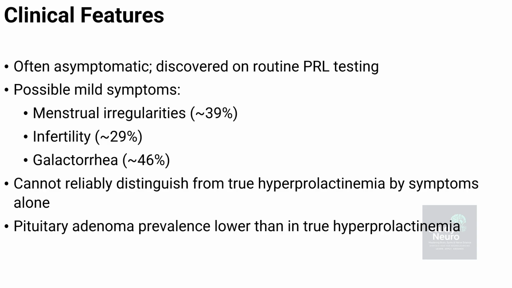Imaging findings also tend to differ. The prevalence of pituitary adenomas is lower in patients with macroprolactinemia compared with those who have true monomeric hyperprolactinemia. This reinforces the need to consider macroprolactinemia early in the evaluation of patients with elevated prolactin, particularly when clinical features are absent or mild.